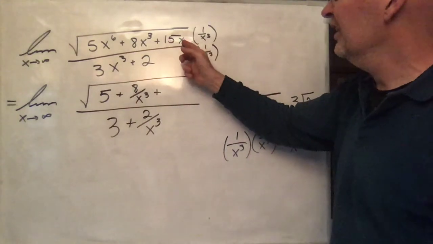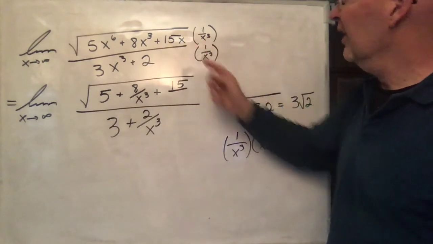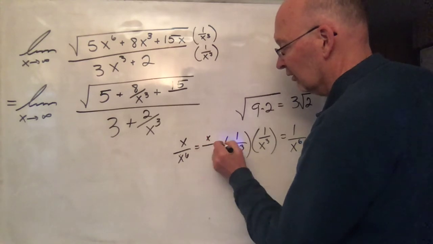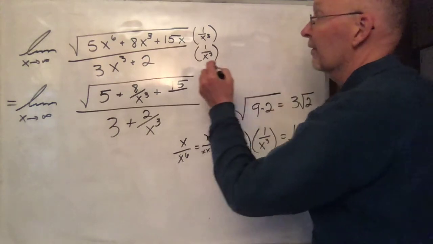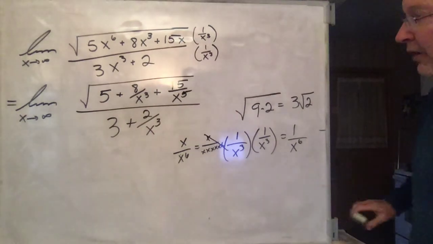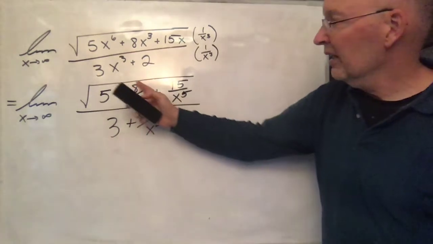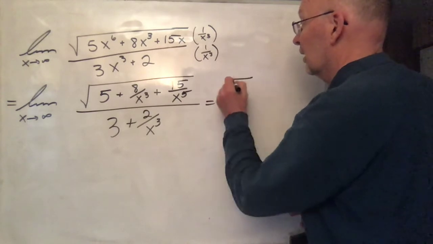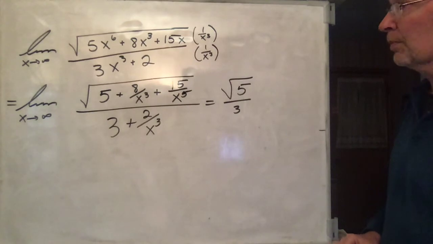And here I'm going to get 15x over x to the 6th. X divided by x to the 6th, what's that? Here you have 1x, here you have 6 of them. So 1 goes away and you have x to the 5th. So it's going to be x to the 5th. Okay? So there you go. What happens? As x goes to infinity, that goes to 0, 0, 0, you end up with the square root of 5 over 3. Like that. So there you go.